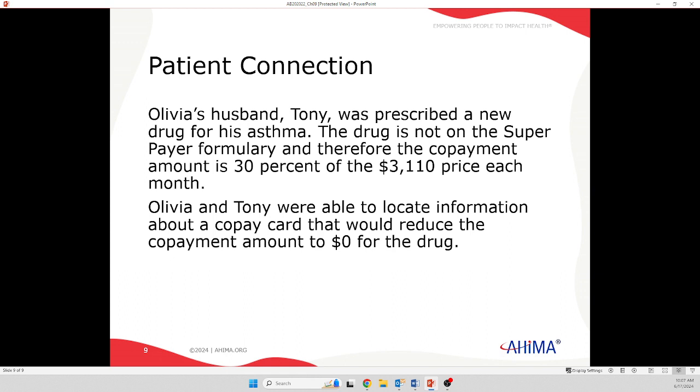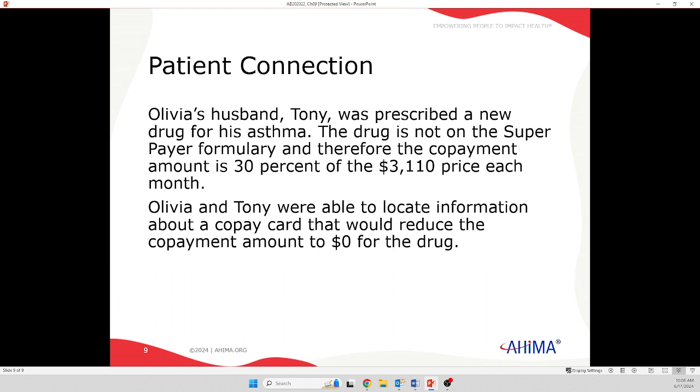Okay, so Olivia's husband was prescribed a new drug for his asthma. The drug is not on the super payer formulary, and therefore the copay is 30% of the $3,110. The pharmacist recommended that they search the manufacturer's website to determine if any programs exist. So they were able to locate, and they got a copay card that would reduce the copayment amount to $0 for the drug, and he signed up and he got the card.